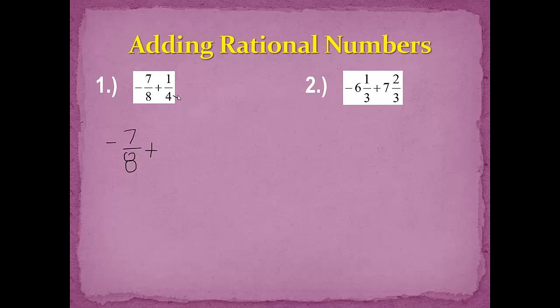In order to do that, we're going to multiply the denominator by 2. If we're multiplying the denominator by 2, we need to do the same thing to the numerator. So 1/4 is going to become 2/8.